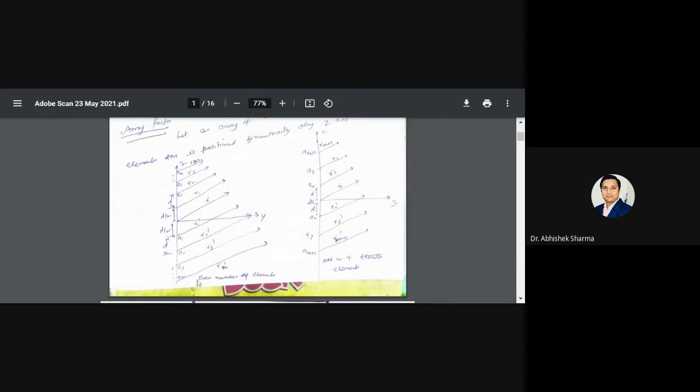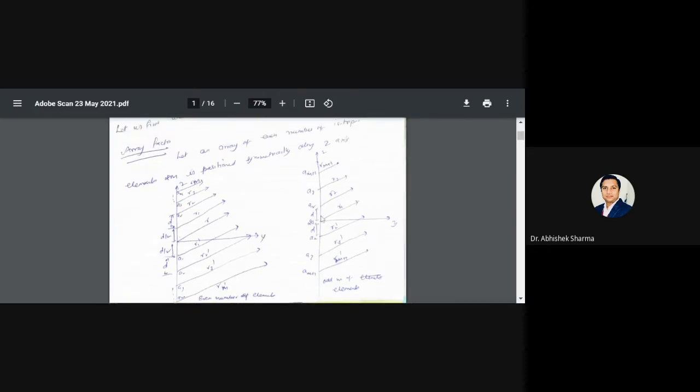Case 1, when there will be an even number of elements in the array, meaning the number of antennas will be even, either 2, 4, 6, 8, 10, and up to 2M. Now the second case is when there is an odd number of elements in the array, meaning 1, 3, 5, 7, and up to 2M plus 1. So we will discuss both cases simultaneously.